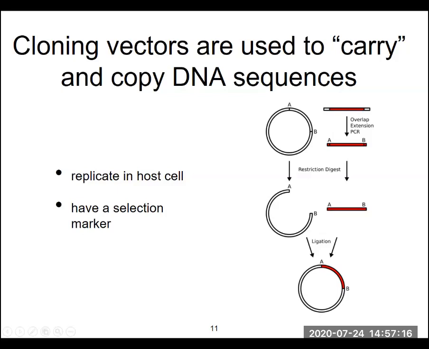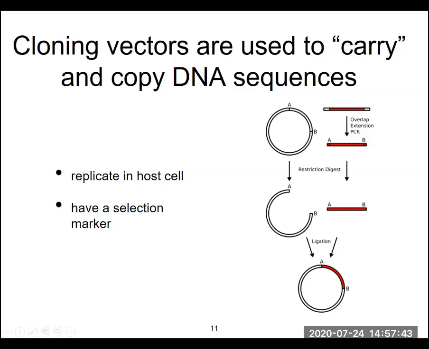Now, the nice thing about the vectors is they can replicate in the host cell, which is a complicated scientific way of saying that if we put them into a bacterial cell or into an animal cell, they can continue to copy on their own. So we don't have to go back into the laboratory and keep doing it over and over again. Because of that, it's basically one and done. We put it in, it's going to be able to do what it needs to do and keep going as long as that cell's alive.